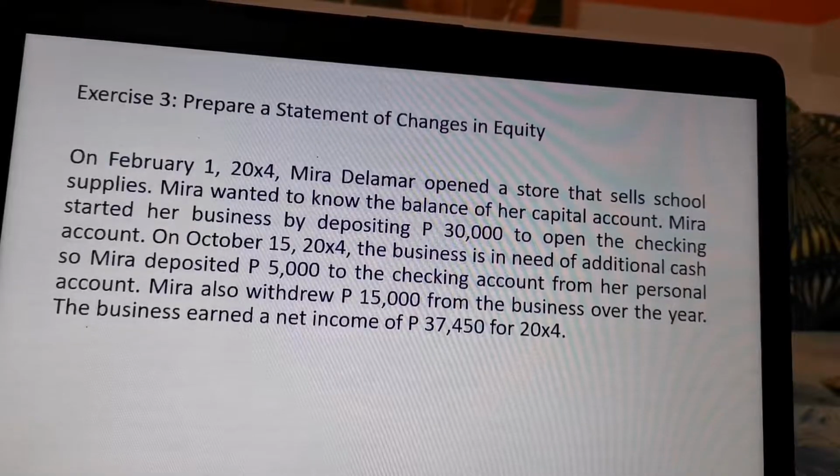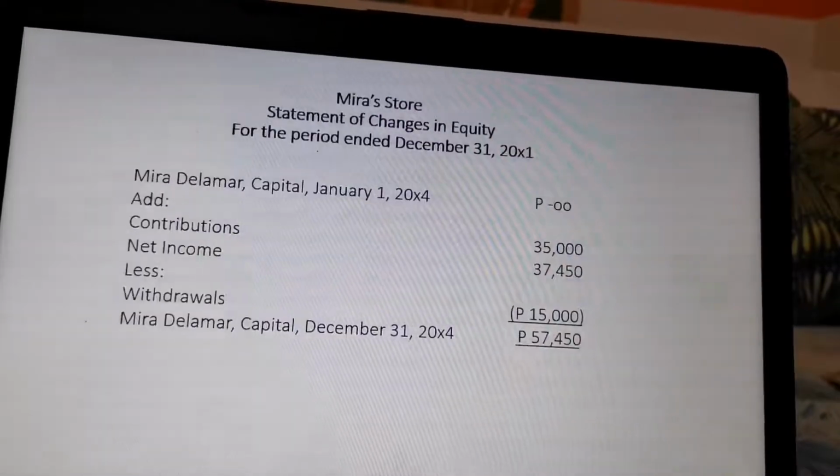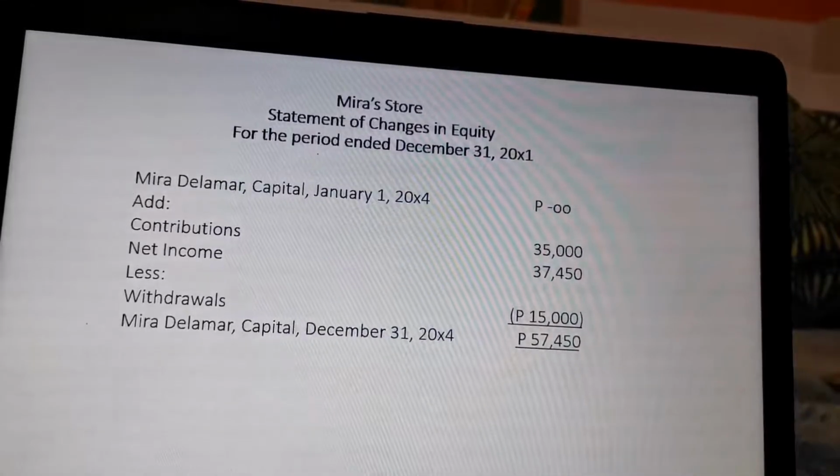And on October 15, 2004, the business is in need of additional cash. So Mira deposited 5,000 to the checking account from her personal account. So yung 5,000 is additional investment pa rin yan. So Mira also withdrew 15,000 from the business over the year. So the business earned a net income of 37,450. So same lang din ang presentation kanina.